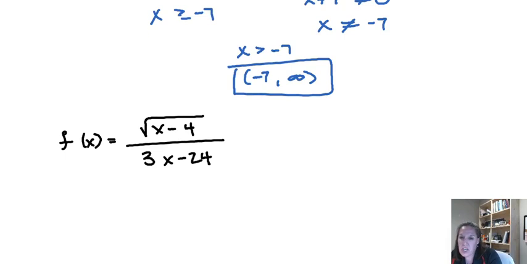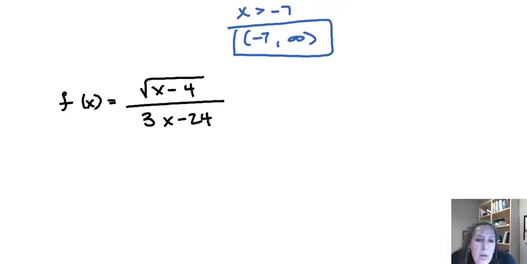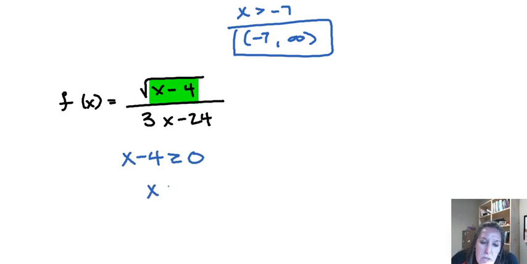All right, now we're looking at a similar problem. We've got f of x equals the square root of x minus 4 all over 3x minus 24. So just like we saw in the last one, what's underneath that square root has to be greater than or equal to 0. So x minus 4 is greater than or equal to 0, which means x has to be greater than or equal to 4. The only time we ever look in the numerator and worry about the numerator of a fraction when we're finding the domain is if we have a square root there.